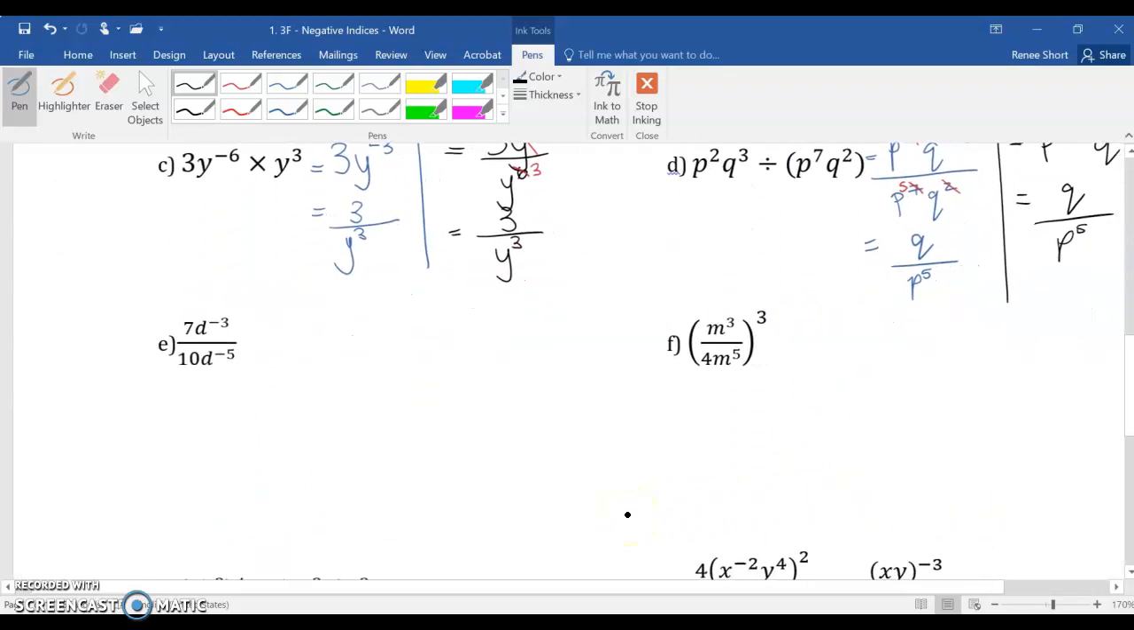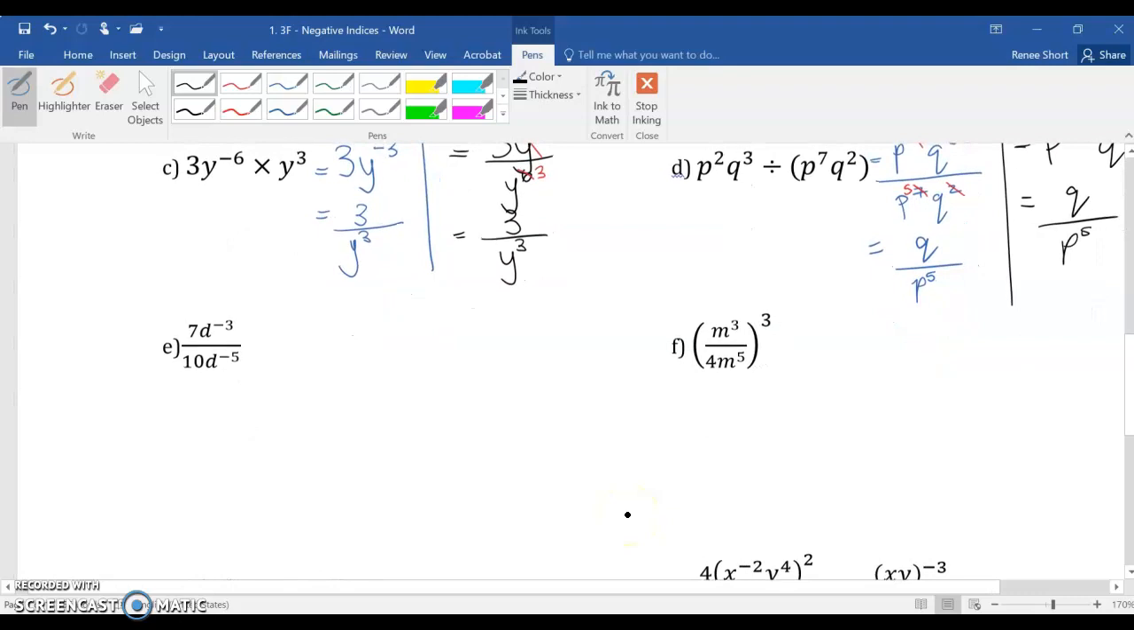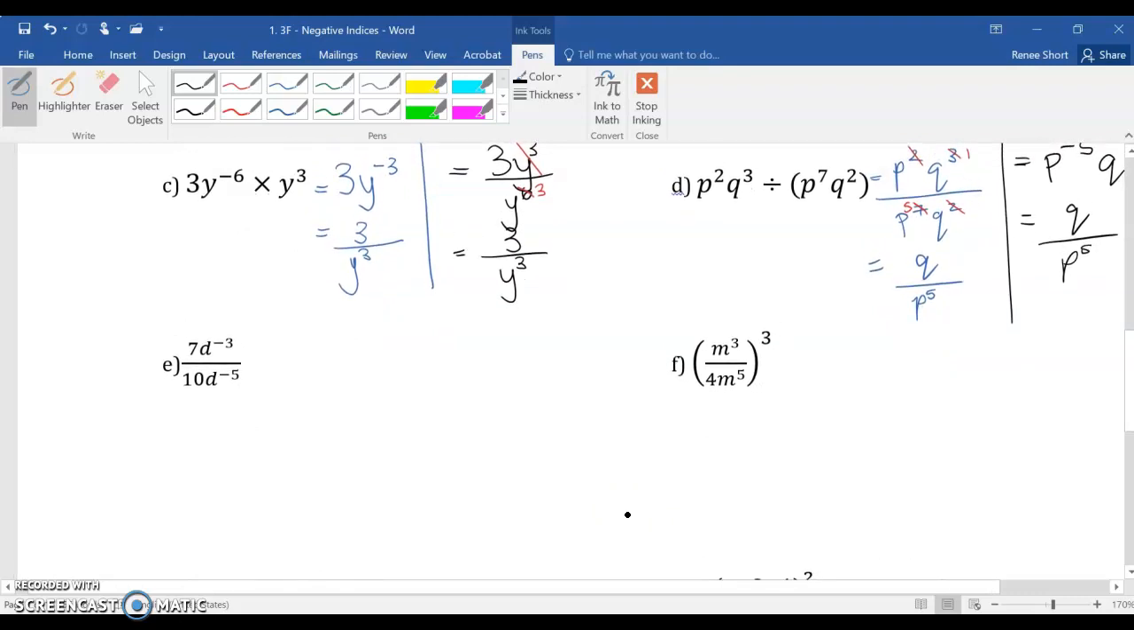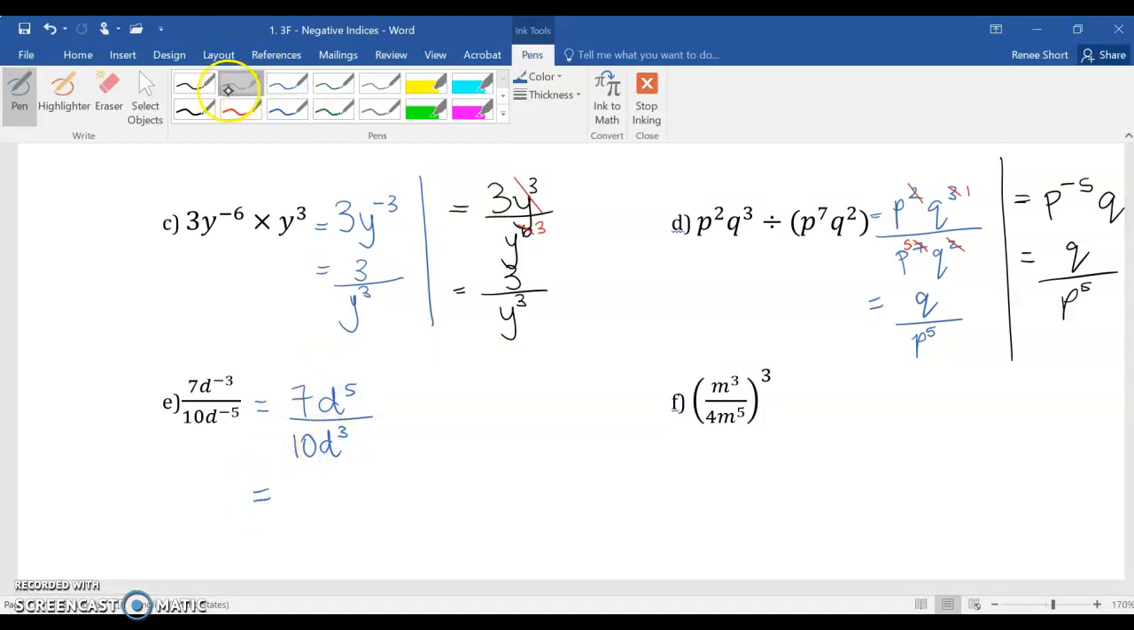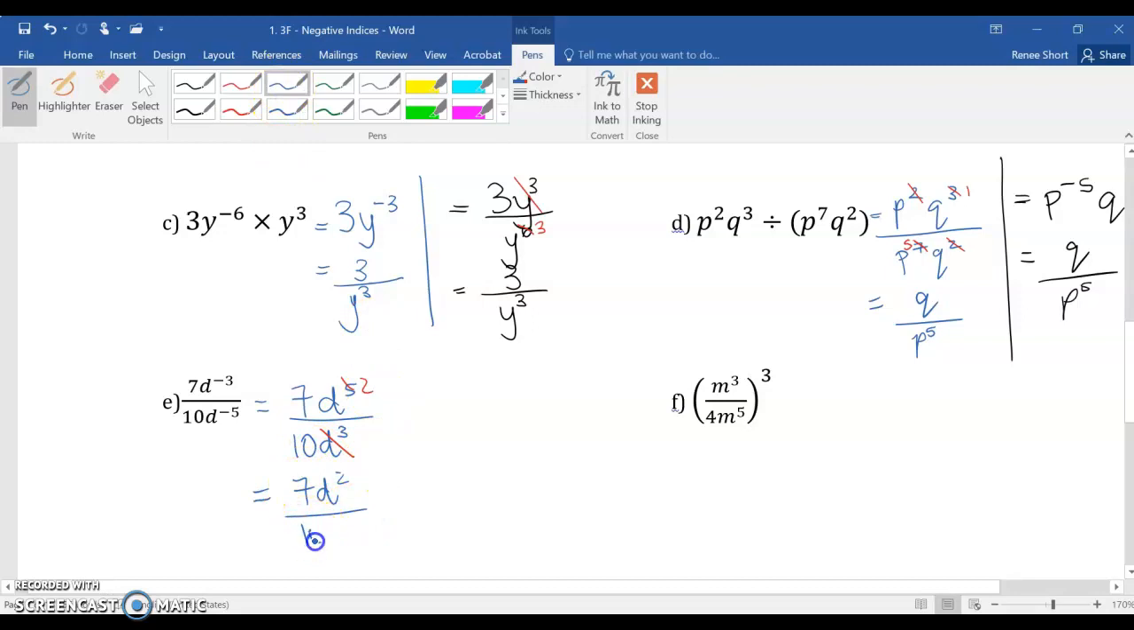With example E, we've got 7d to the negative 3 over 10d to the negative 5. Again, there's a couple of different ways we can solve this. If we like, we could flip the indices straight away to make them positive. So this is going to give me 7d to the 5 over 10d to the 3. And then we can see here that these cancel out, leaving me with d squared on my numerator and 10 on the denominator.